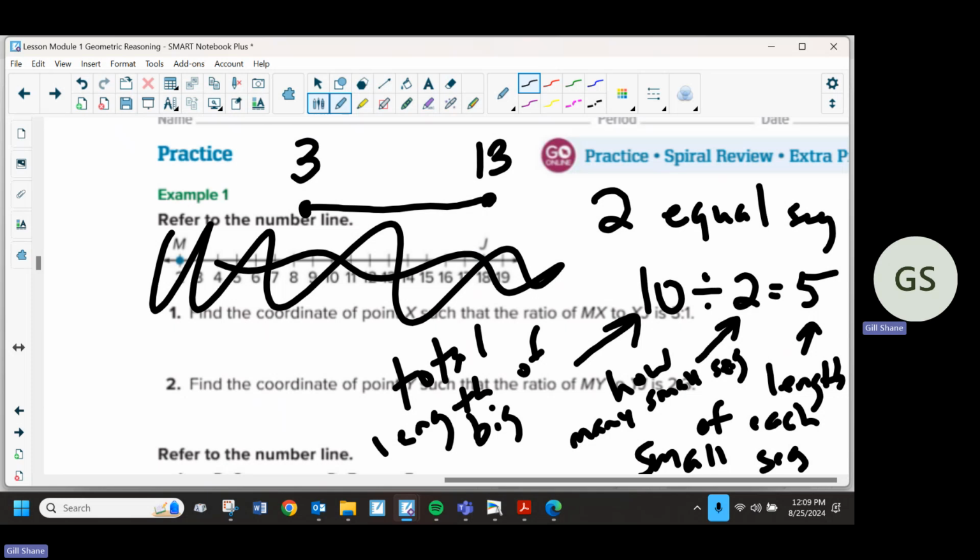So again, the 2 and the 5 are the key. The 2 is how many smaller segments. The 5 is the length of the smaller segments. That's the only thing you really need to get down when you're doing a line segment and partitioning it like this, like a flat line segment. It's a little bit trickier when you do it on a coordinate plane, and I'm going to show you a whole different way to do it.